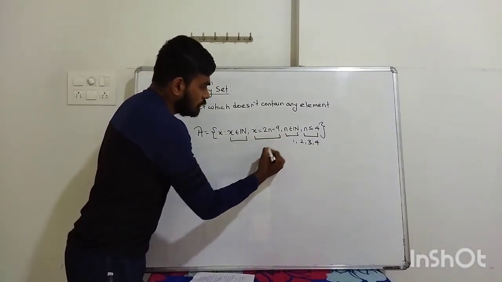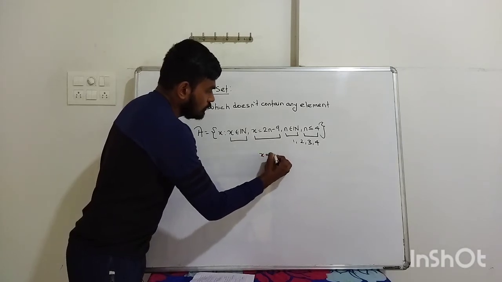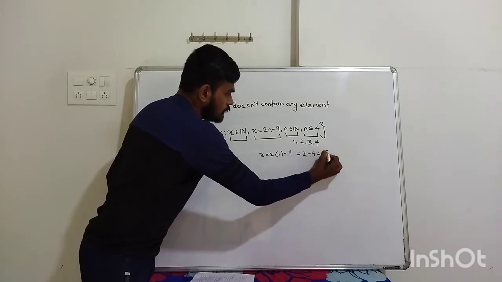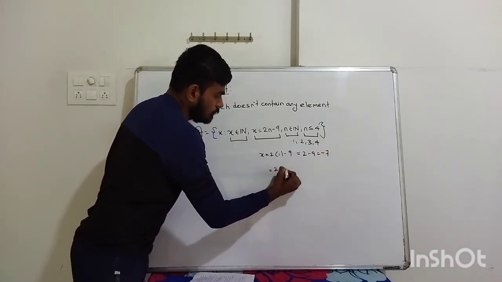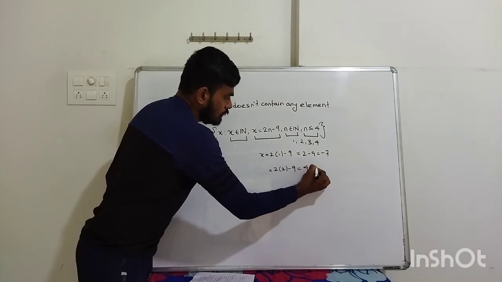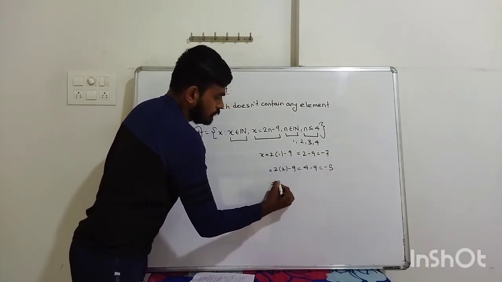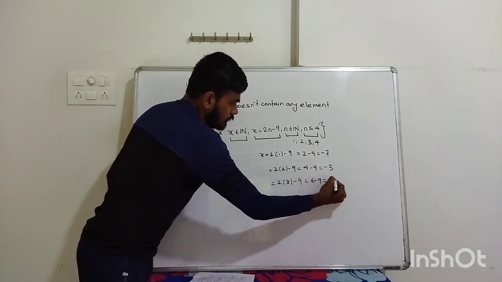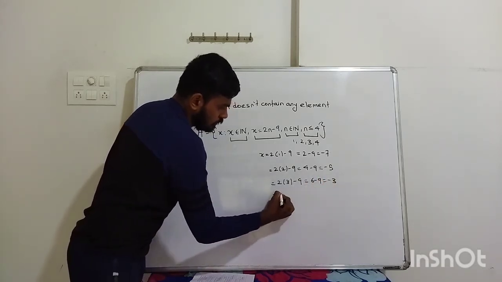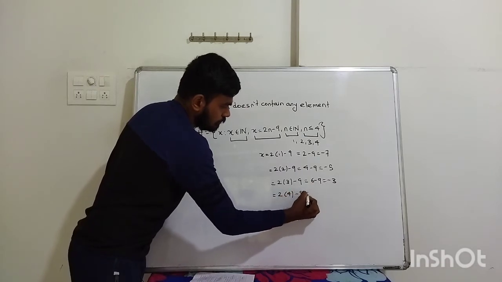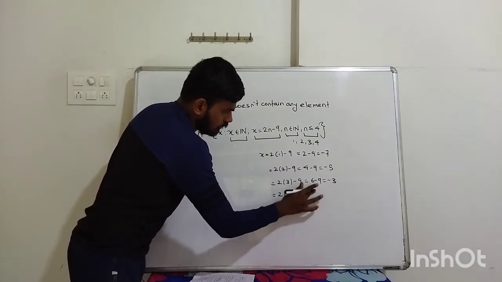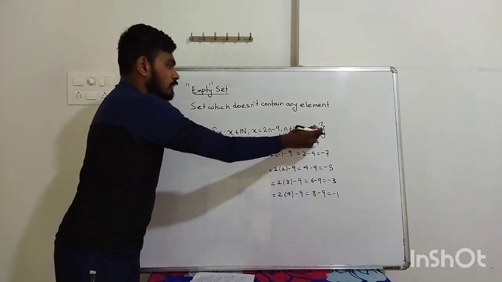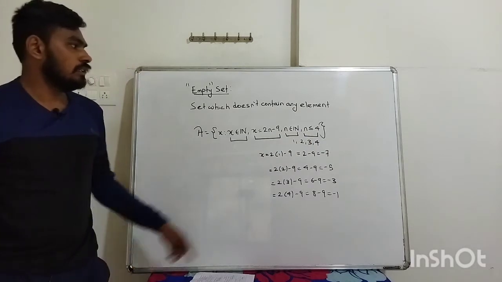So we substitute one by one. x is equal to 2 into 1 minus 9. So 2 minus 9, which is minus 7. 2 into 2 minus 9: 4 minus 9, which is minus 5. 2 into 3 minus 9: 6 minus 9, which is minus 3. 2 into 4 minus 9: 8 minus 9, which is minus 1. We can't go further because the restriction given is that n is less than or equal to 4.